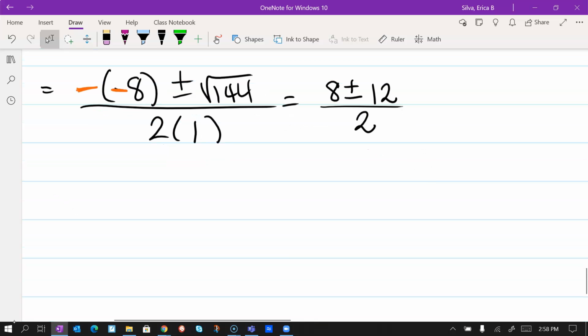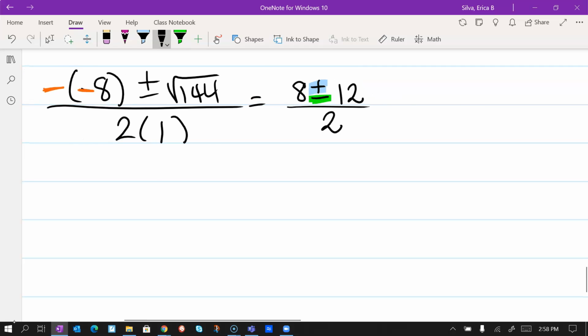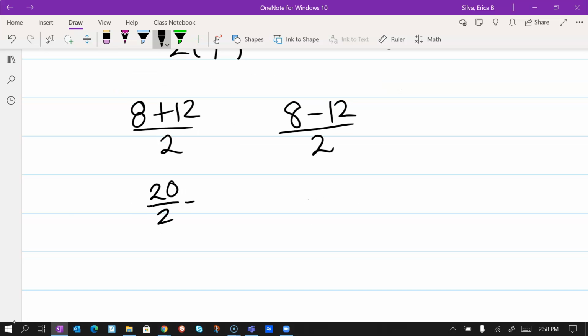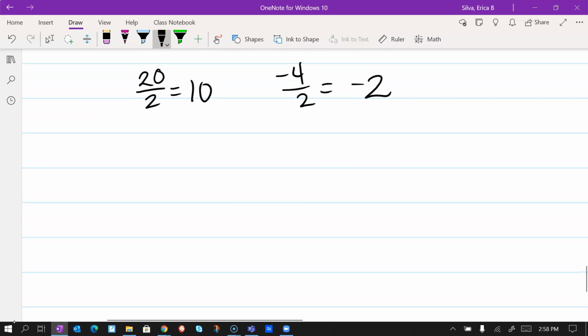So from here, we have 2 equations, one where we add the 12 and one where we're subtracting 12. So we're going to break it off into 2. So we've got 8 plus 12 divided by 2, and we've got 8 minus 12 divided by 2. Here we get 20 over 2, which gives us 10. And here we have -4 over 2, which gives us -2. So my 2 solutions are x is equal to -2 and x is equal to 10.